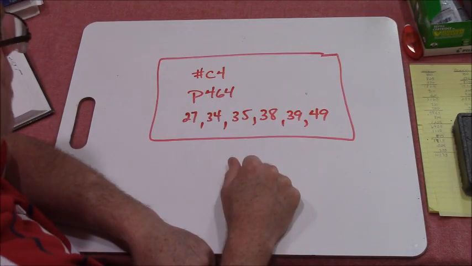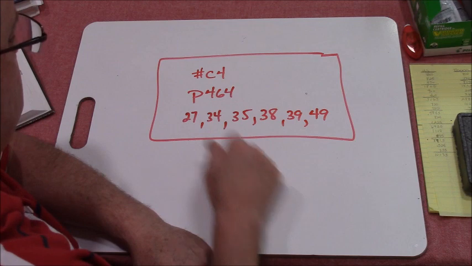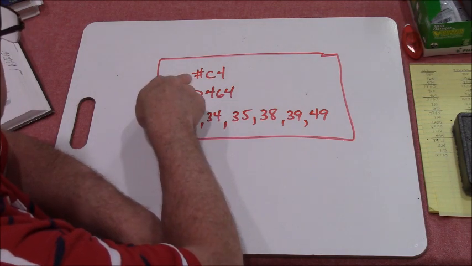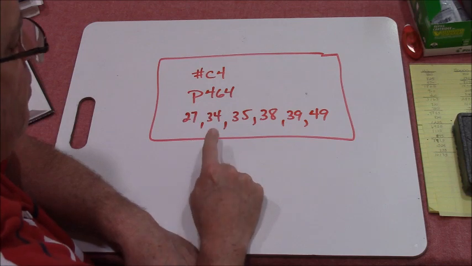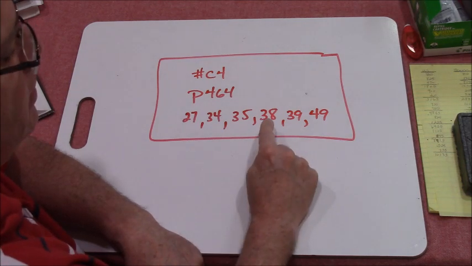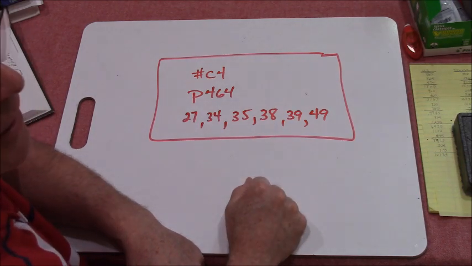All right, so that's what we have for today. So this is our 4th assignment, so assignment number C4, page 464. We're going to do 27, 34, 35, 38, 39, and 49.